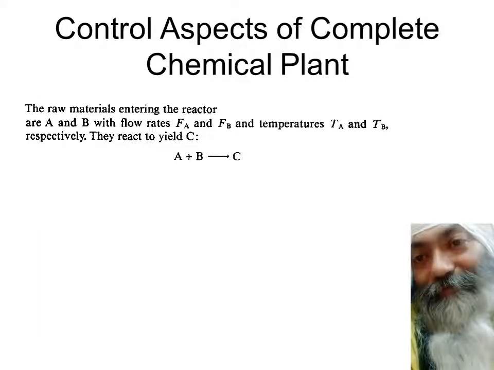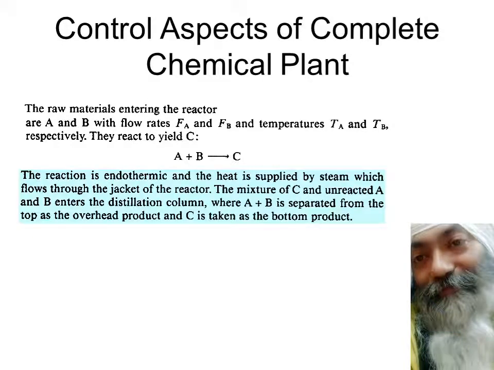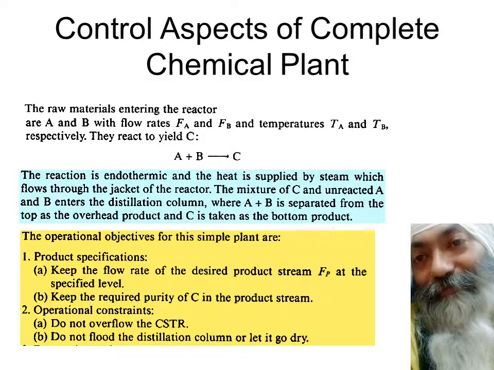So my dear friends, as you can read now, you have the chemical reaction taking place in the CSTR where A plus B is going to give me C, and the reaction is endothermic, heat is applied through steam, and whatsoever is a mixture of C along with A and B gets out, and that goes to the distillation column. The distillation column is going to separate out A plus B, which goes up as the distillate, and the bottoms contain C as the bottom product.